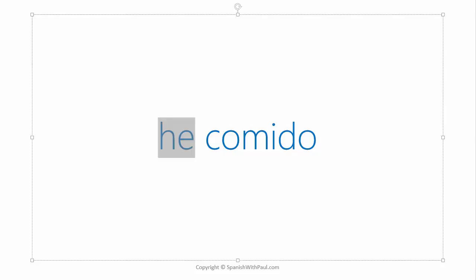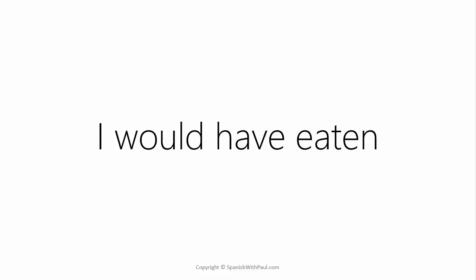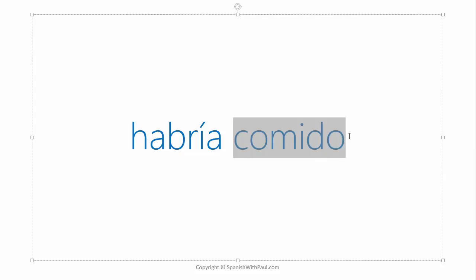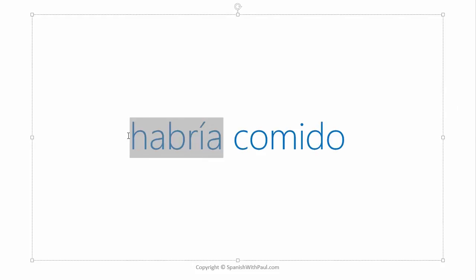Again, we want to make the leap into I would have eaten. So we get habría comido. You see how the past participle doesn't change. So all of that is going to be very familiar territory. What's changing is the would have here. So habría comido, I would have eaten.